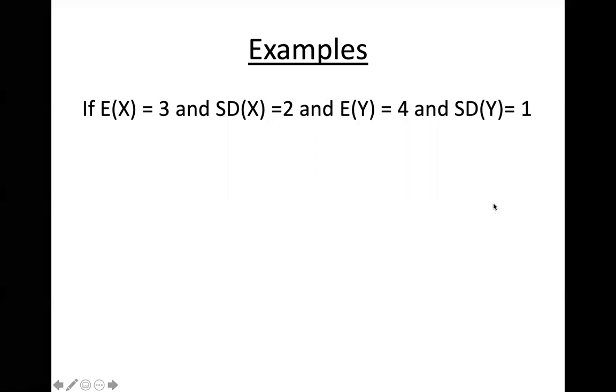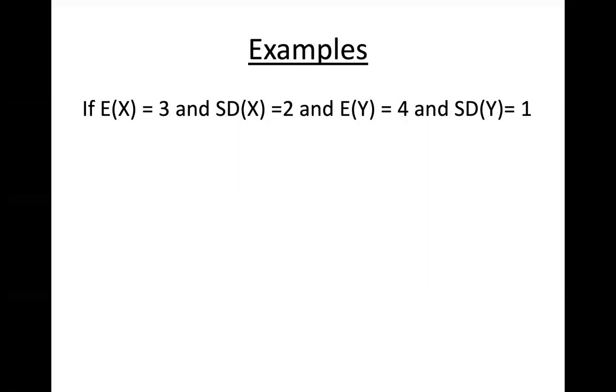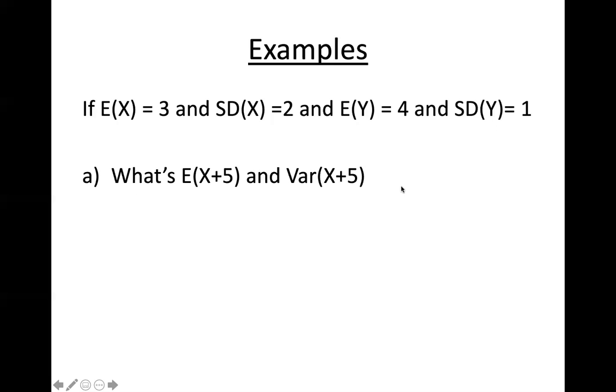All right, so examples. This is on the back of your notes. I'm going to go ahead and take out the context, meaning without any H&M or teacher salary. Let's just get the numbers and use those properties. So for example, if the mean of X is 3, standard deviation of X is 2, mean of Y is 4, standard deviation of Y is 1. I want to find what is the mean of X plus 5 and variance of X plus 5.